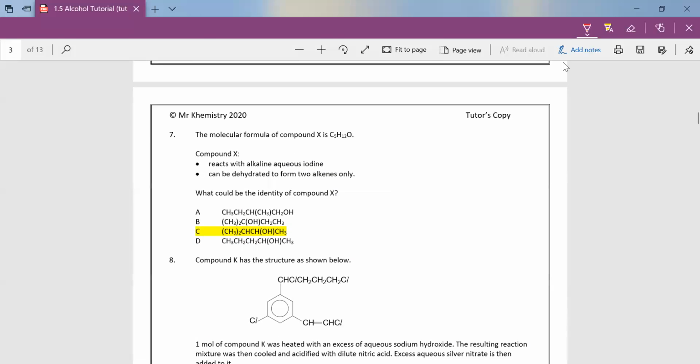Question 7: the molecular formula is C5H12O. What is the identity? It has a special structure. It can be dehydrated to form 2 alkenes only. If you draw out your structure, it has a special structure right here, and then you can form a double bond here or here. That's it.